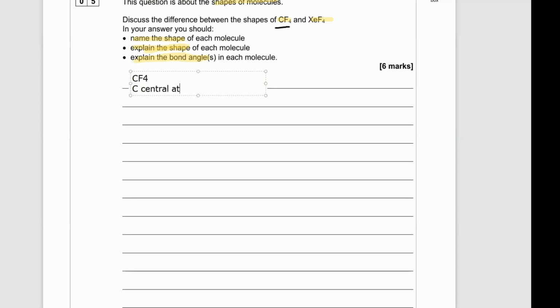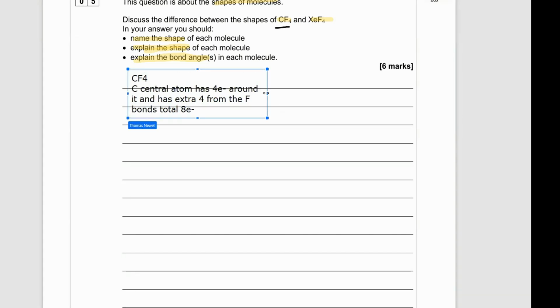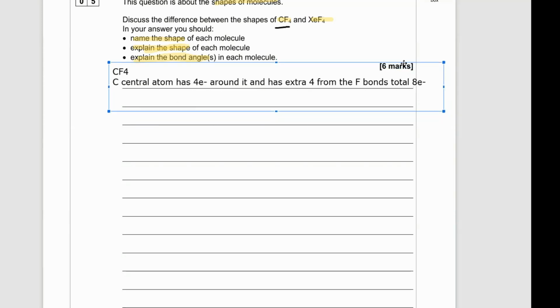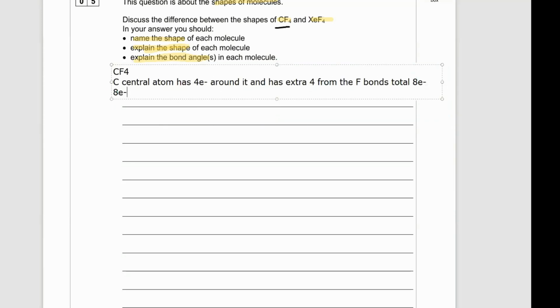So let's start with CF4. Well, the central atom, I'm going to go into a little bit more detail. The central atom has 4 electrons around it. I use e minus as my shorthand for electrons. Now it gets another 4 electrons around that central carbon atom donated from the fluorine, and we can tell that by the number of bonds because it's got 4 bonds because of F4. So there's a total of 8 electrons around the central carbon atom.